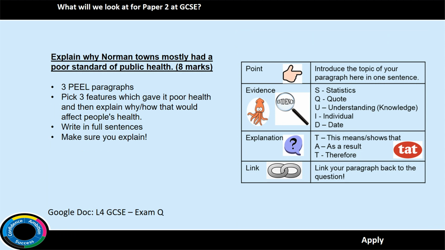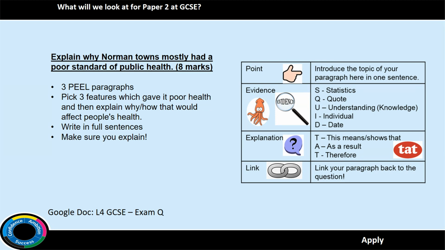Now, your final task is to open the Google Doc called Exam Question. So you're now going to answer the following 8-mark exam question. Explain why Norman towns mostly had a poor standard of public health. So for this, you need 3 PEEL paragraphs, which explain the 3 features of a town and why this would affect people's health. So remember, the Normans are part of the medieval period, and therefore you can use your color-coded tables to help you complete this task.